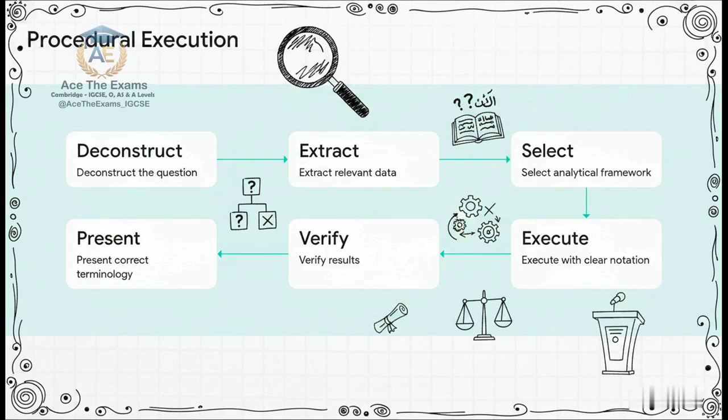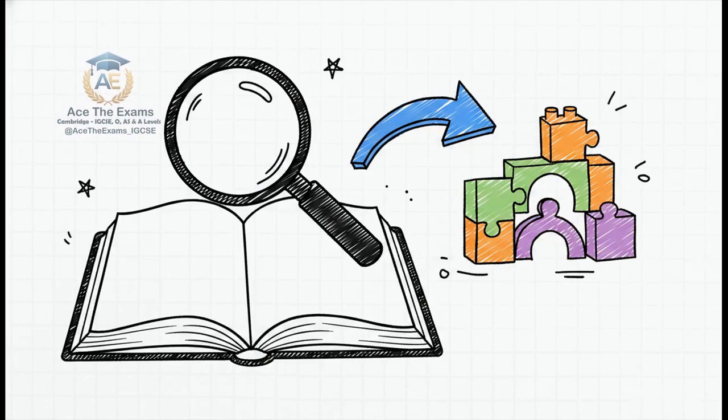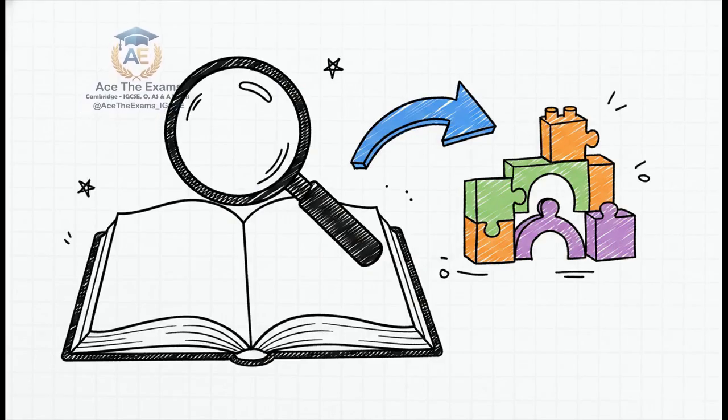Step 5, verify your results against the initial parameters of the question. Have you actually answered what was asked? And Step 6, present everything using the correct terminology. This step-by-step methodology is literally the only way to ensure your evidence doesn't lose market compliance halfway through your paragraph. It's your safety net. So a crucial point to understand is that your data interpretation skills are your primary asset here. Think of yourself as a senior data analyst.